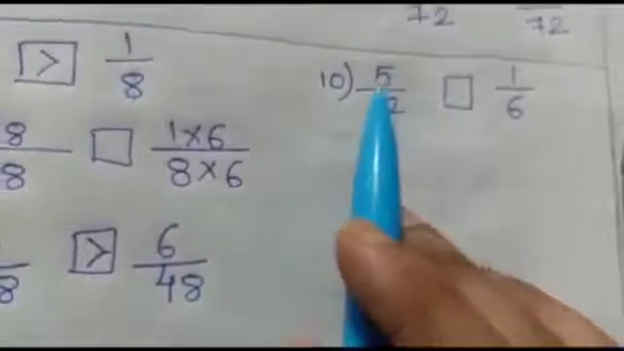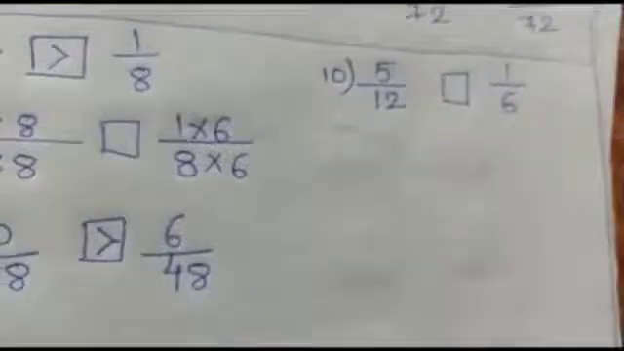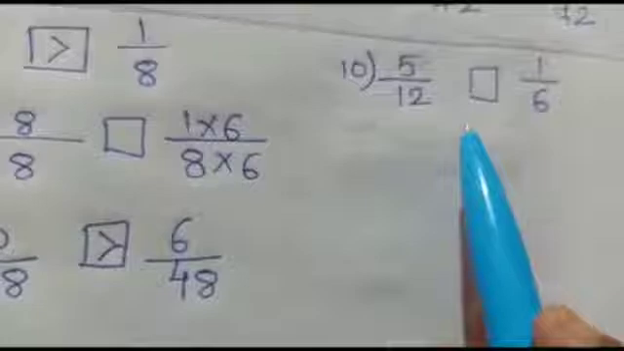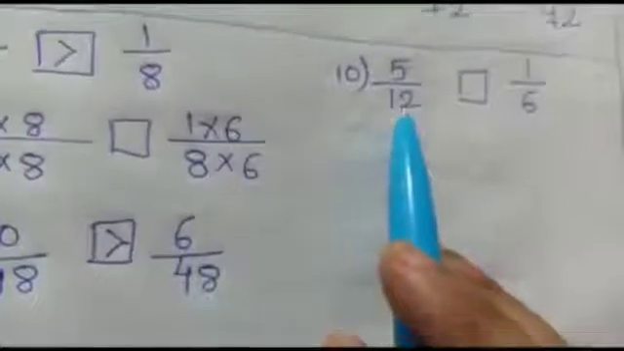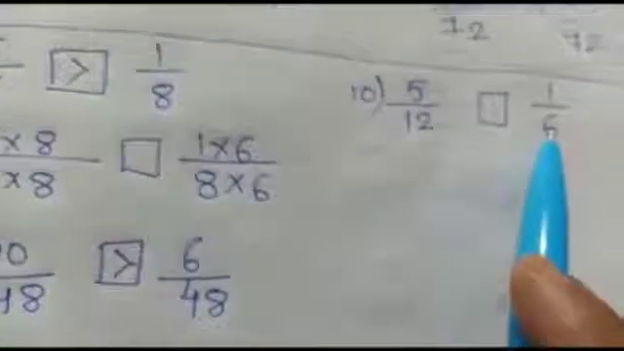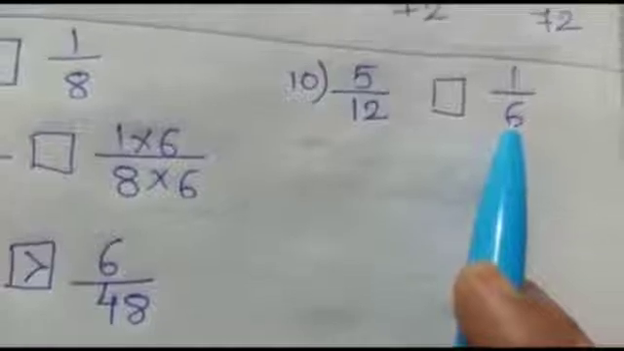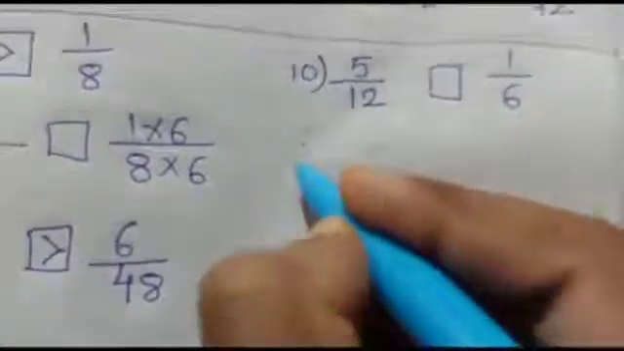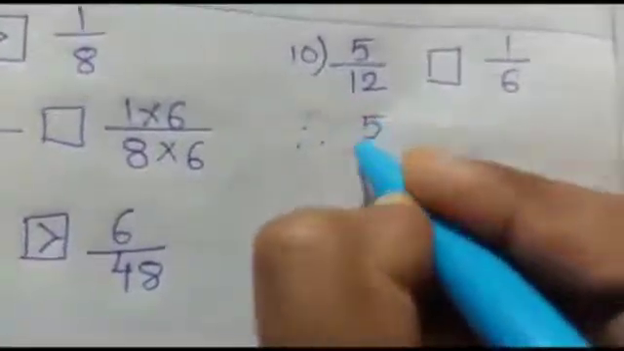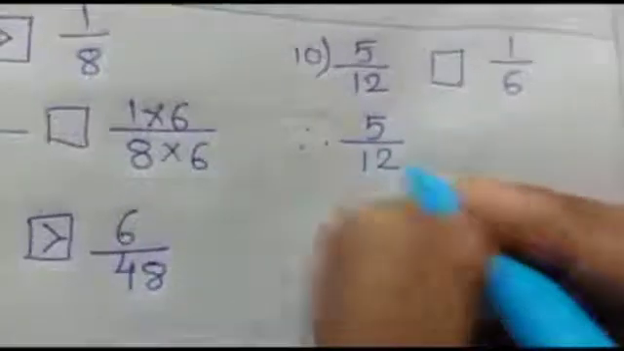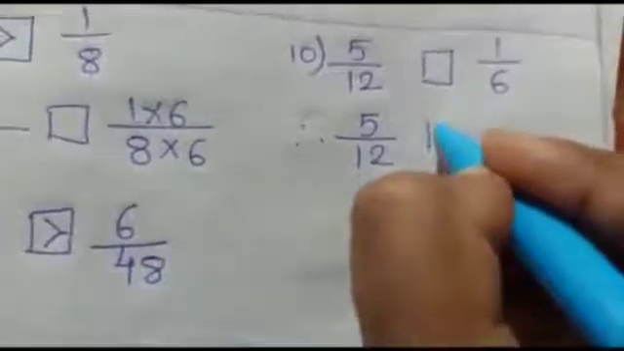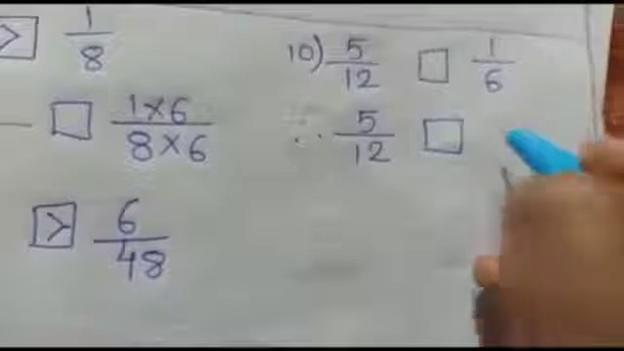Now look at the 10th one. Here it is 5 upon 12 and 1 upon 6. Again students, these are unlike fractions. Now you have to convert them into like fractions. Now you have to see whether 12 is coming in 6 table. Yes, 12 is coming in 6 table. So this 5 upon 12 you will keep as it is.